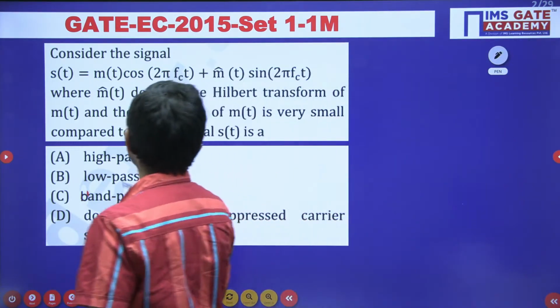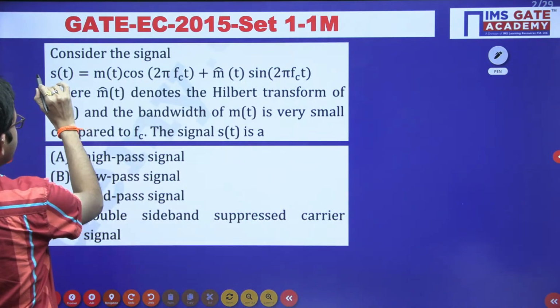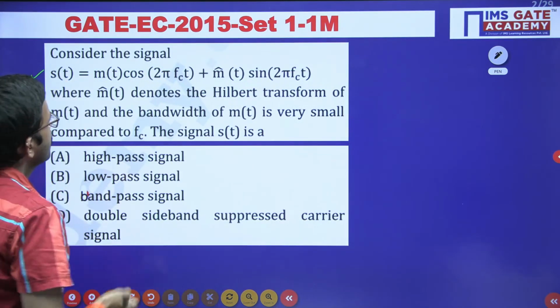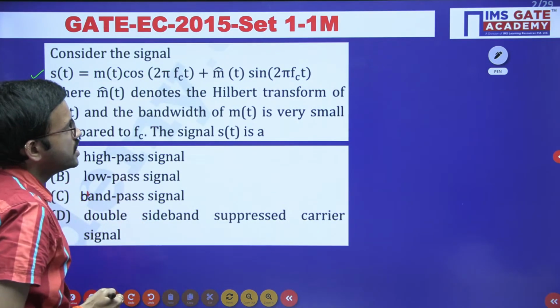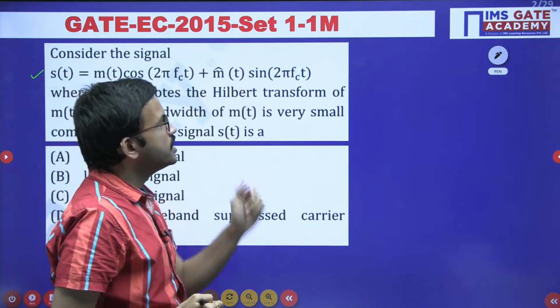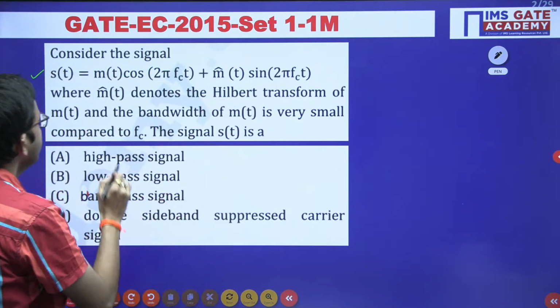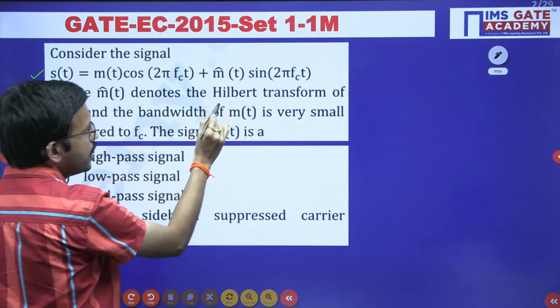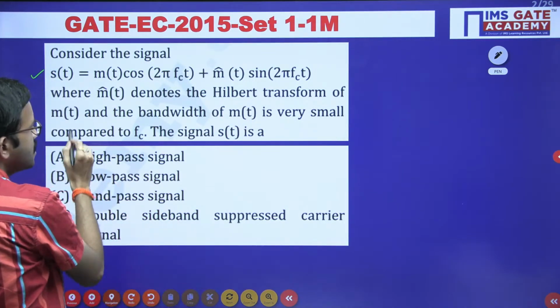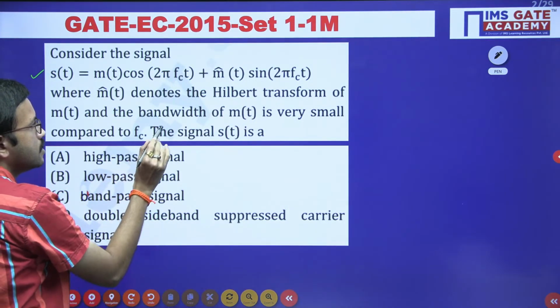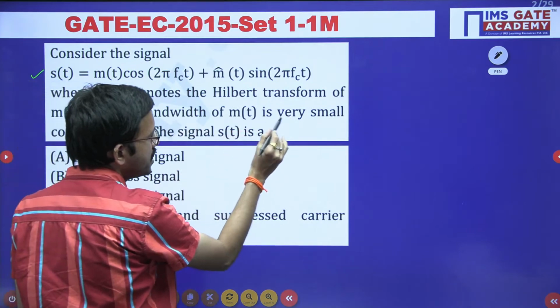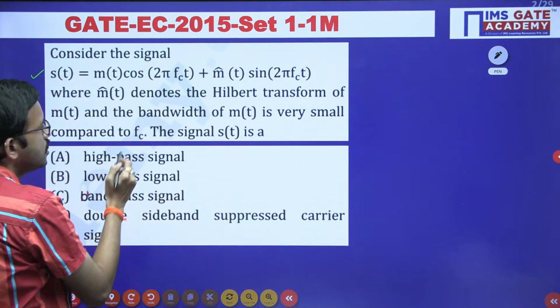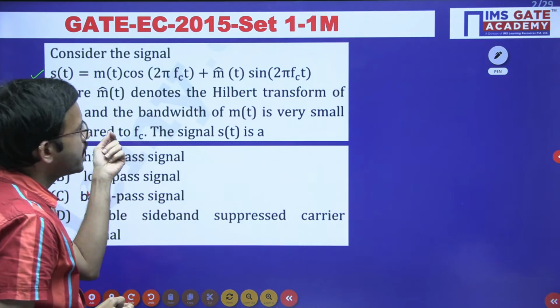So here first read the question. They have given one signal S of t equal to m of t into cos 2 pi f ct plus m cap of t into sin 2 pi f ct. Here m cap of t is nothing but Hilbert transform of the message signal m of t, and they have mentioned the bandwidth of m of t is very small when compared to the fc signal. Fc means carrier frequency, right?